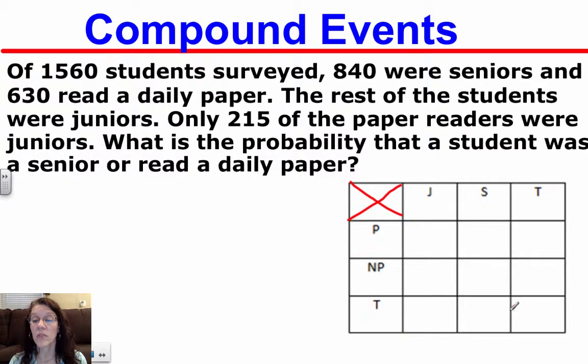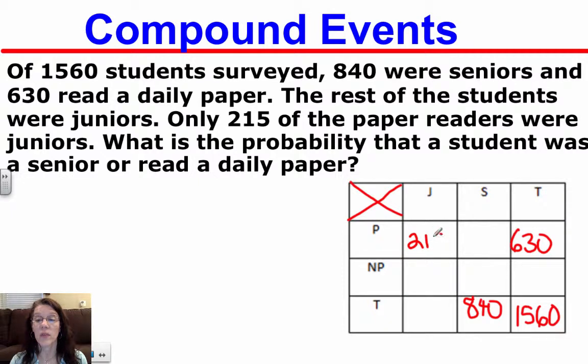This is my total. This is the total number in my group. If I look at it, they surveyed 1,560 students. That's got to go there. 840 were seniors. All right, so 840 of my total were seniors. That's this number here. It doesn't say they were paper readers who were seniors, or non-paper readers who were seniors, they said 840 of those were seniors. And 630 read a daily paper. So 630 of our total read the daily paper.